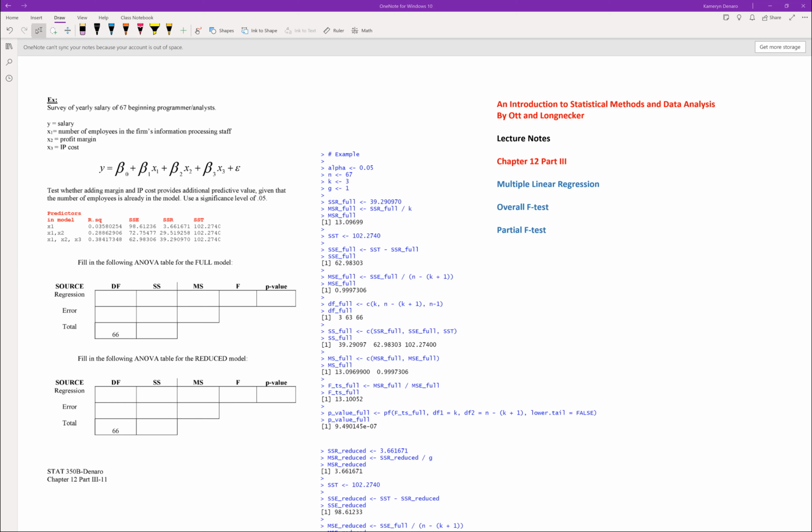So we want to test whether adding profit margin and IP cost provides additional predictive value, given that the number of employees is already in the model. We're going to use a significance level of 0.05 for this example. In this case, we have the full model being y equals beta 0 plus beta 1 x1 plus beta 2 x2 plus beta 3 x3 plus epsilon, and our reduced model is y equals beta 0 plus beta 1 x1 plus epsilon.